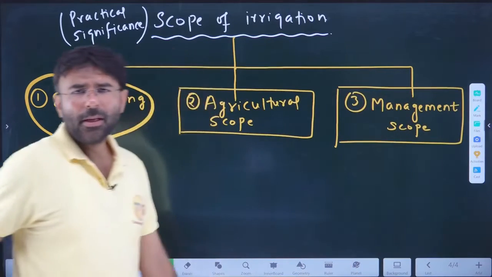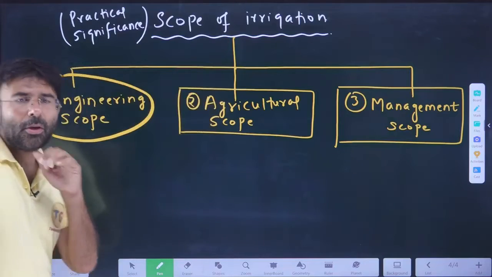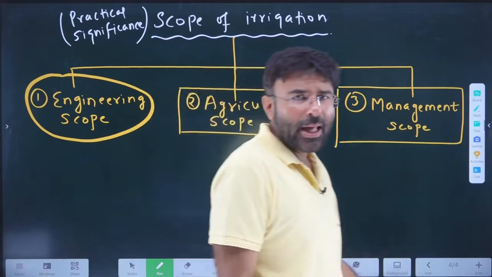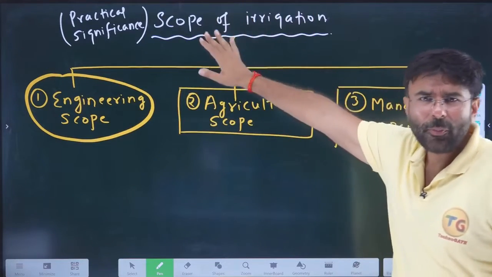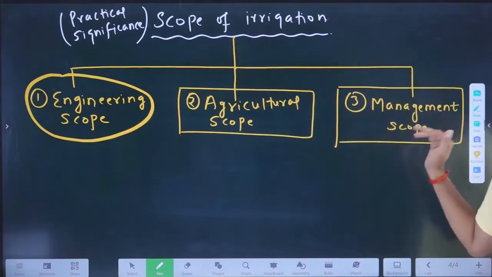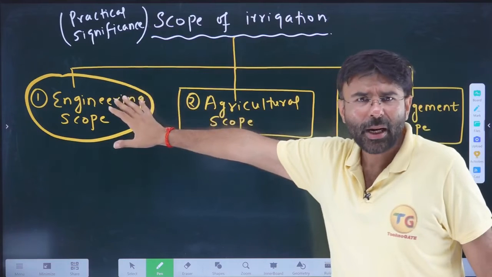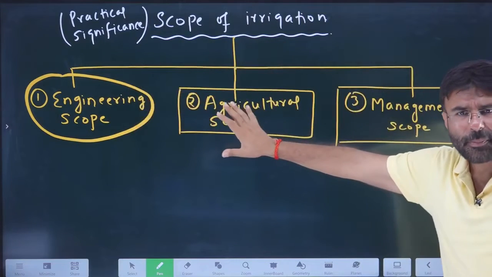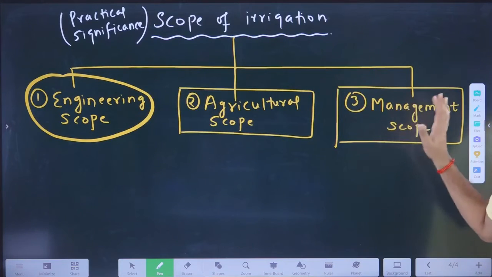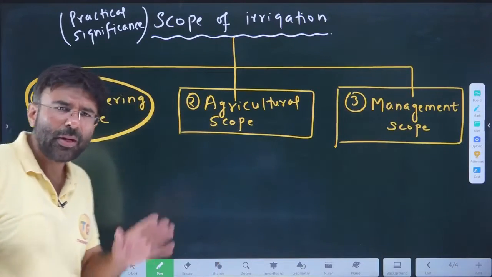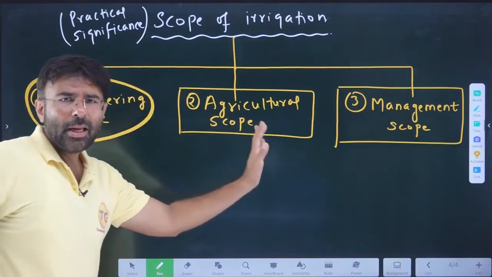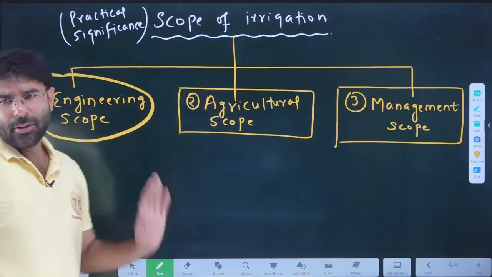The third scope is the management scope. So how to study or analyze the practical significance of irrigation? The practical significance or scope of irrigation can be studied in three different parts: engineering practical significance, agricultural practical significance, and practical significance related to management and operations. So let us discuss one by one: engineering scope, agricultural scope, and management scope.